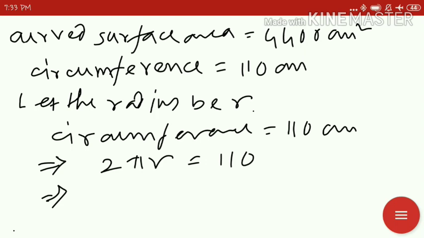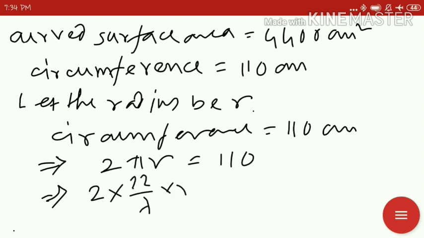Now you may ask that you can put the value of 2 pi r directly into the curved surface area formula, the value of 110, and you can easily find out the h. Why do we need to find out the r? Because we need to find out the volume also. There we need the value of r. That's why I'm going to find out the r first.